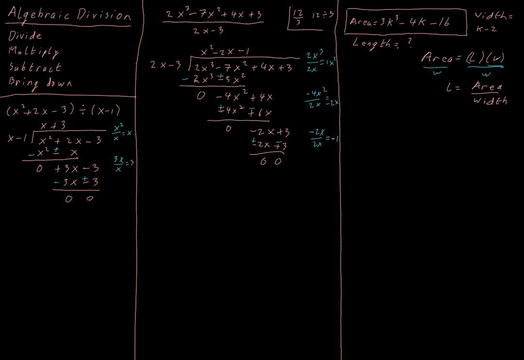So if we get a question like this, we recognize it as a division question because we know the area of a rectangle. So to find our length that we're looking for, we have to divide k minus 2 into this business here. So we have k minus 2. We're dividing into this here.